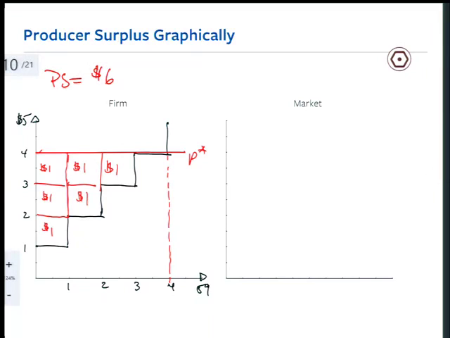So consumer surplus is the area below demand, above price over the range of consumption. Producer surplus is the area below price, above supply over the range of production, right?